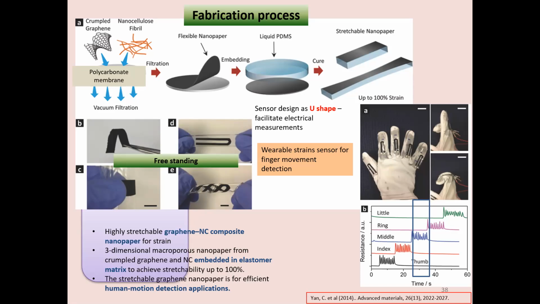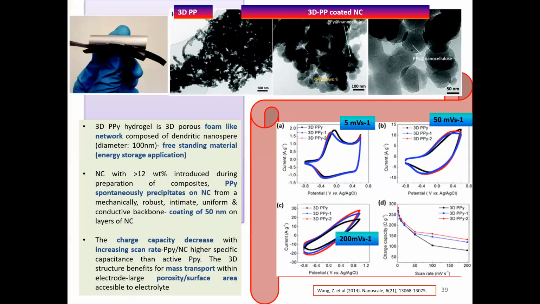So polypyrrole is one of the materials normally used as a conductive, freestanding material for energy storage applications. It shows that surface modification of nanocellulose with polypyrrole can produce a good coating material and increase the charge capacity compared to native polypyrrole.